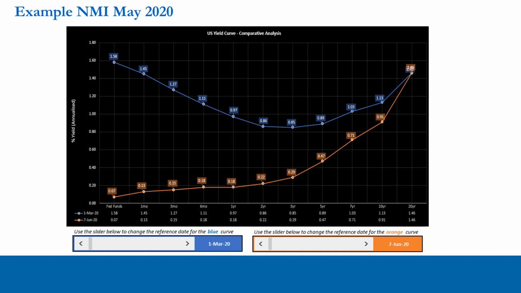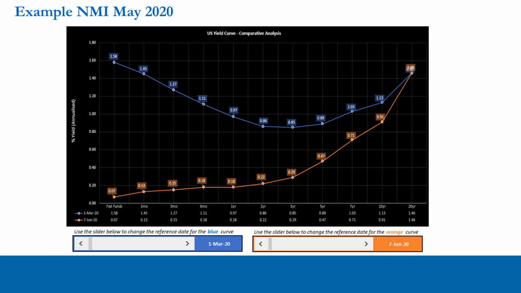And where were we on the 7th of June 2020? So the end of the first week of June 2020. Well, we look at the Fed funds rate. It's dropped from 1.58 to 0.07. And you can see by the first week of June, there was a normal upwardly sloping yield curve. So imagine we were sitting in that moment in time. This would be part of our decision-making process as well. We'd be looking at the yield curve as a leading indicator.